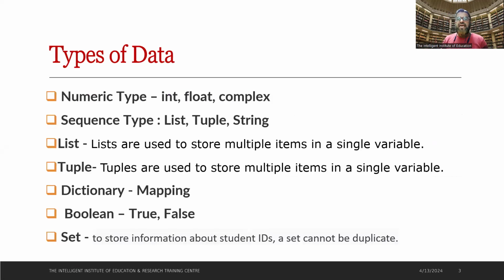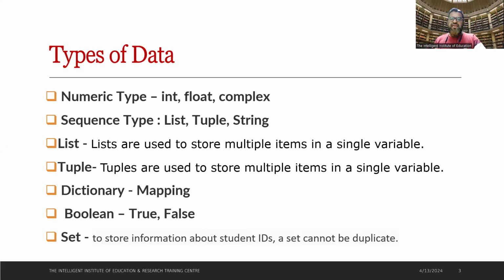Now here are the types of data types. I have made here the numeric type. In that we have integer, float, and complex. I will explain to you in a practical way how these integer, float, and complex behave, right? Then we have sequence types: list, tuples, and string.